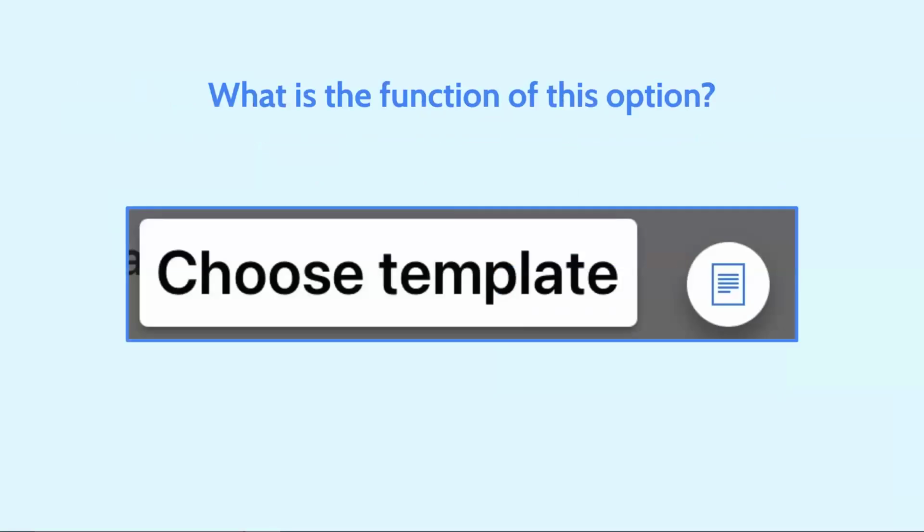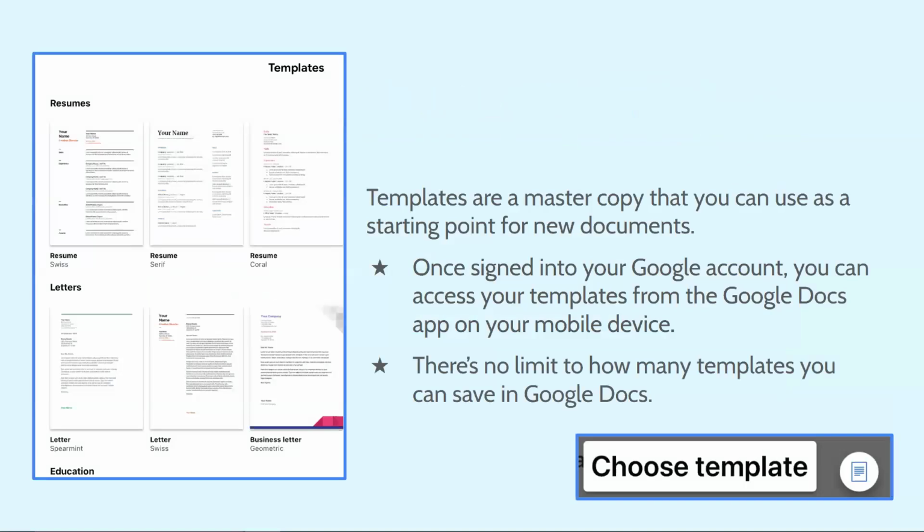Okay, I explained this one, but essentially, choose template can be used for you to pick up things that are already made in the application. So I hope that you guys can see at the left side, you have a list of different templates that the application Google Docs already has.